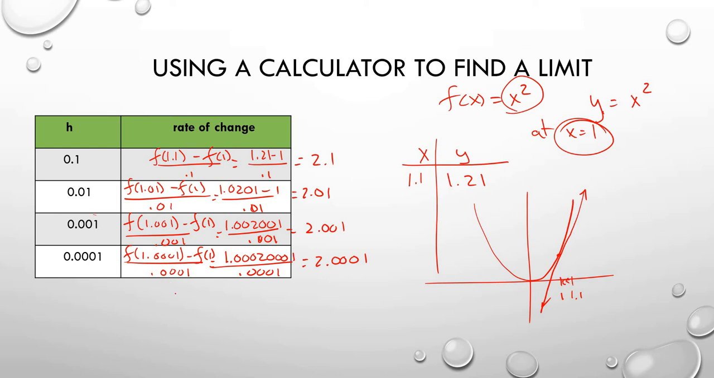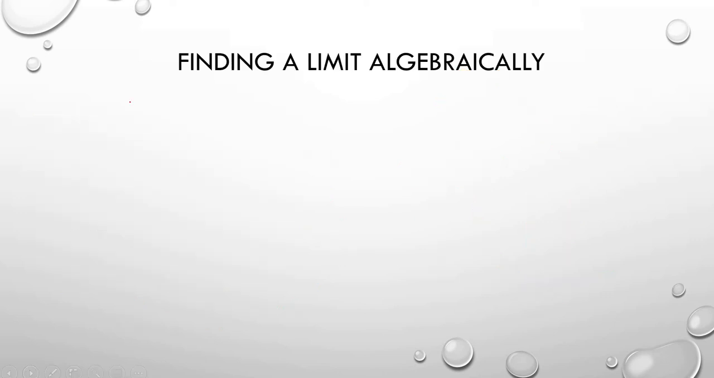So from my table, it looks like, as I take the limit as h approaches 0, as I make h really small, of f of 1 plus h minus f of 1 over h, it looks like it is approximately, getting closer and closer to 2. So my limit is approaching 2. Let's look at this algebraically.